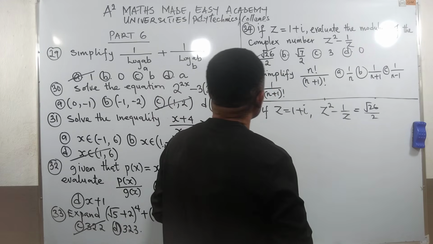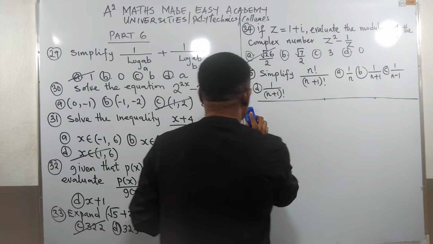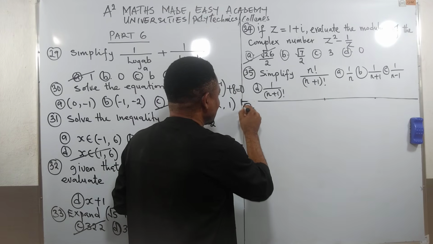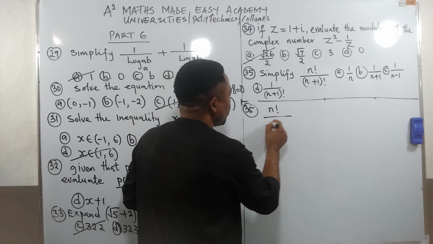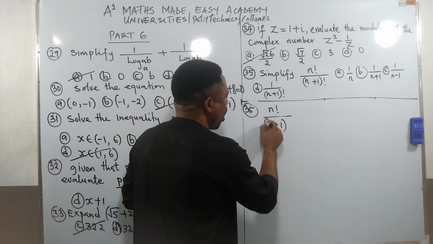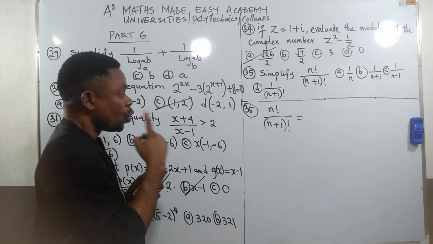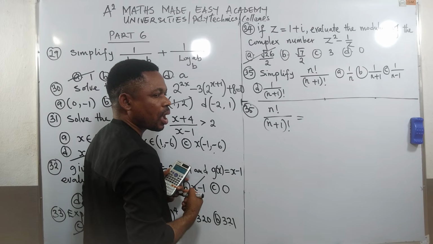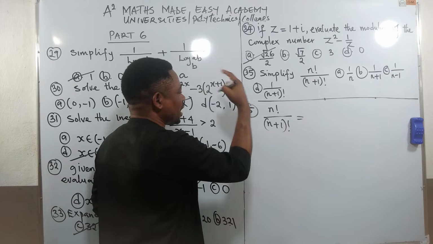The final question, which is question number 35. The question says we should simplify n factorial all over n plus 1 all factorial. This is actually very simple. We consider these two expressions and determine which one is bigger. You can agree with me that n plus 1 all factorial is bigger than n factorial.